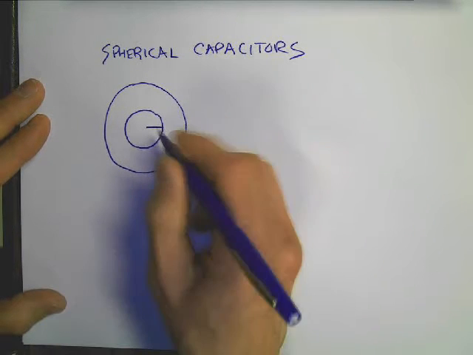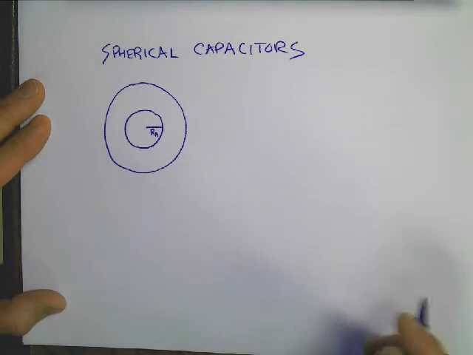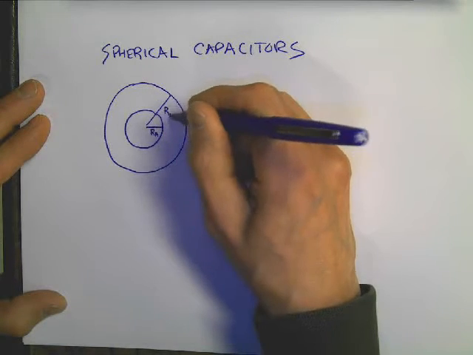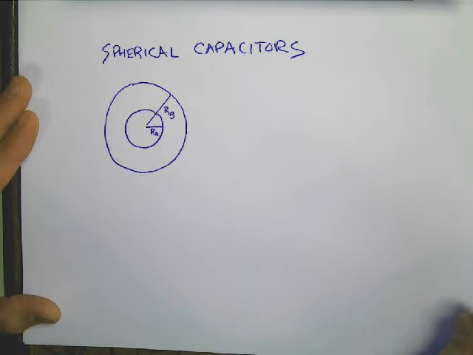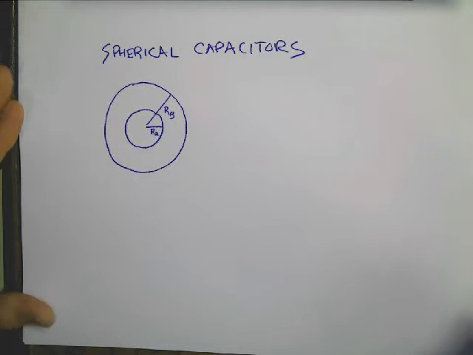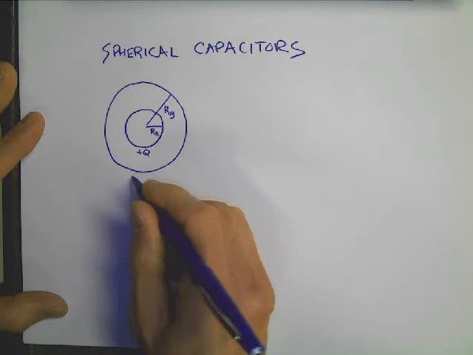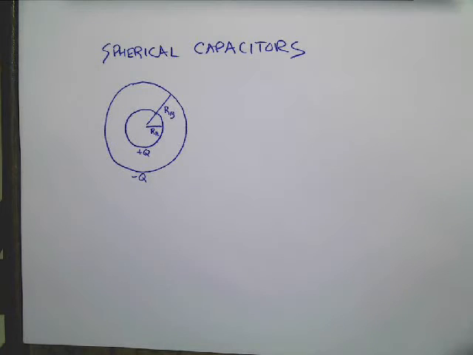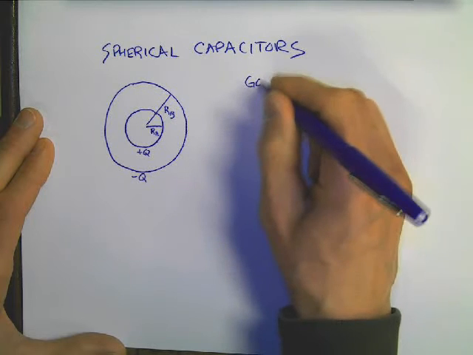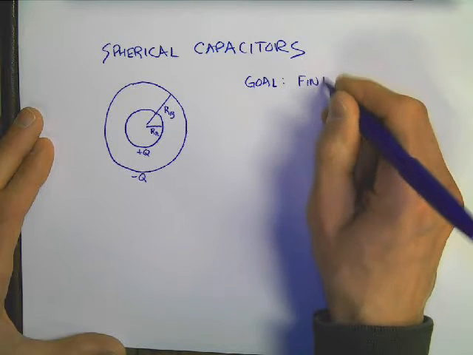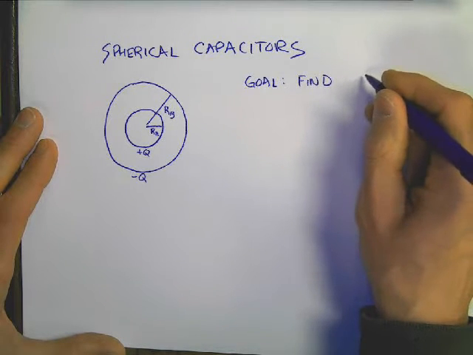We're going to label the radiuses of those conductors radius A for the inside conductor and radius B for the outside conductor. So we're going to also imagine separating charges between those conductors. We'll put a positive charge on the inside conductor and a negative charge, equal and opposite, on the outside conductor. And so our goal is to find an expression for the capacitance.